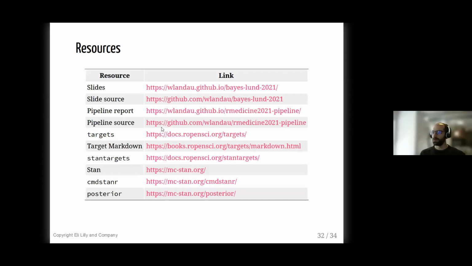So there are a whole lot of different resources. These slides are public. The source of these slides is public. The full target markdown document for this pipeline is also available in addition to its source. And of course, there is documentation on each of the components that I talked about today: targets itself, target markdown, Stantargets, and the various Stan ecosystem tools that I covered.